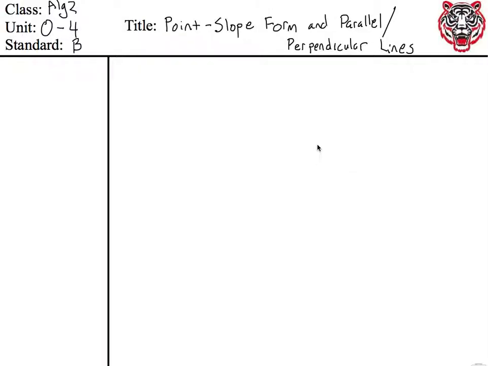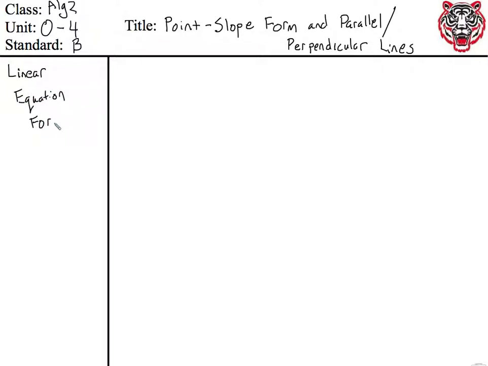All right, this is going to be lesson 0-4. This is point slope form with parallel and perpendicular lines. So let's review our linear equation forms. Title this linear equation forms.